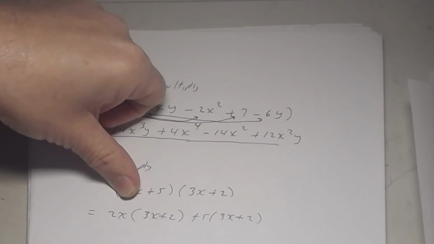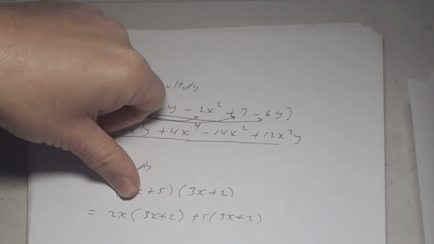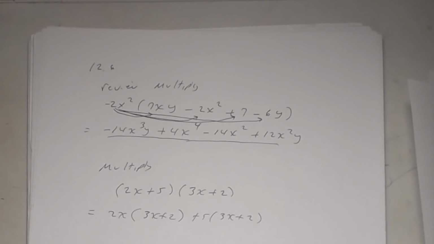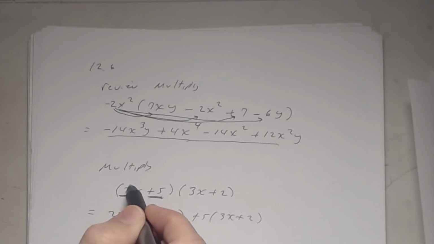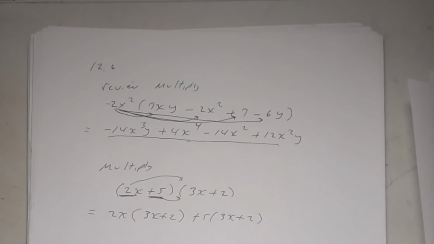So here's the idea. I'm still using the distributive property, but look at how it's being done. You're taking each term of the first polynomial and you're going to distribute into the second. You see 2x times what? 3x plus 2. A positive 5 times what? 3x plus 2. Now you're going to use the distributive property again.